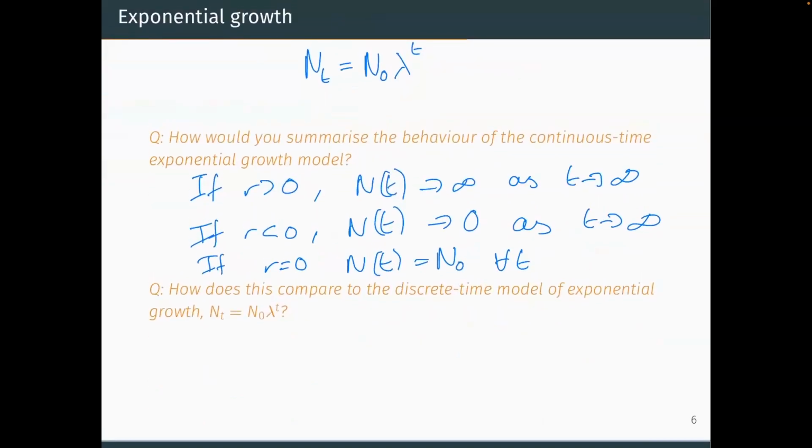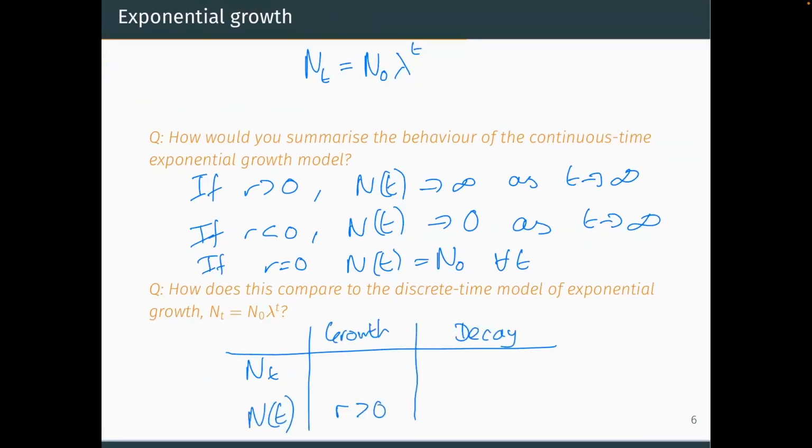Okay, so we've got the discrete time version above with the lambdas in. So how does this compare? Well, let's think of our discrete version. We've just shown that it grows when r is greater than 0 and decays when r is less than 0 in continuous time. Can anyone remember what the conditions were in discrete time? That's for this equation up here. When does this one grow?